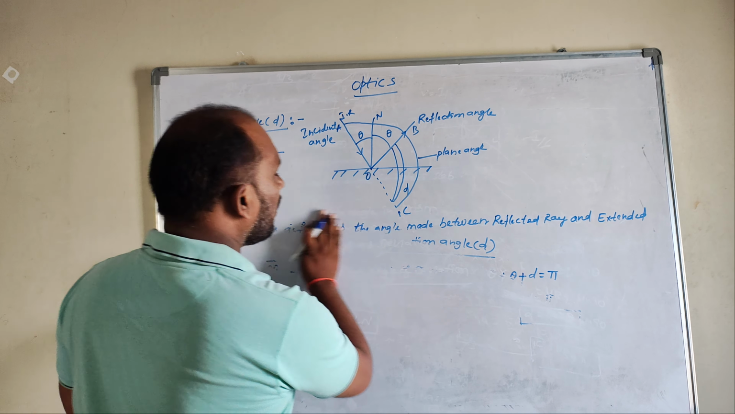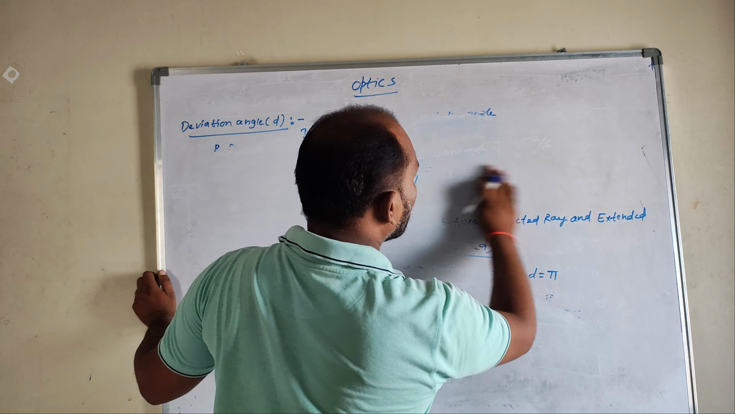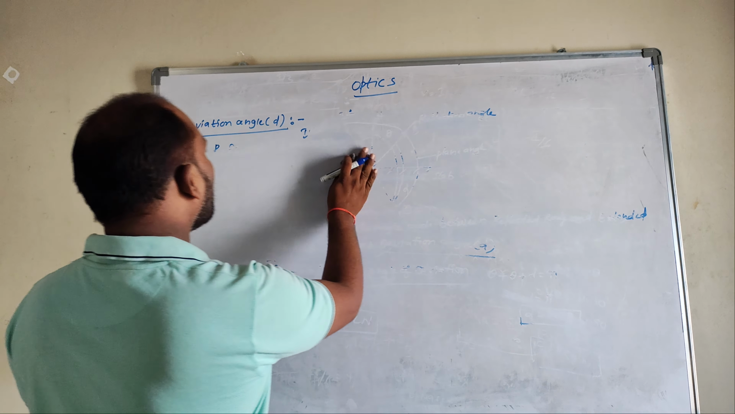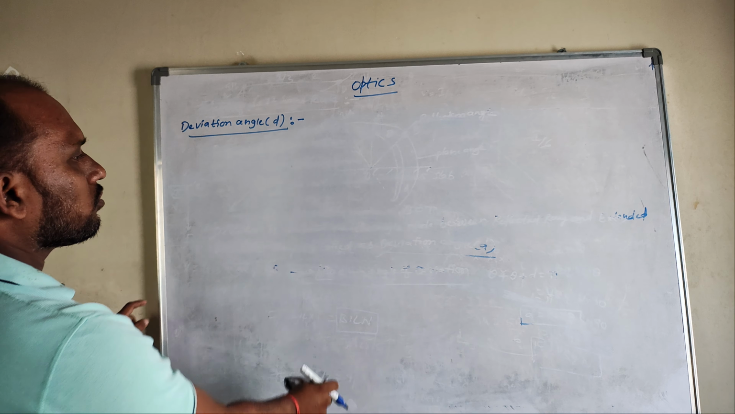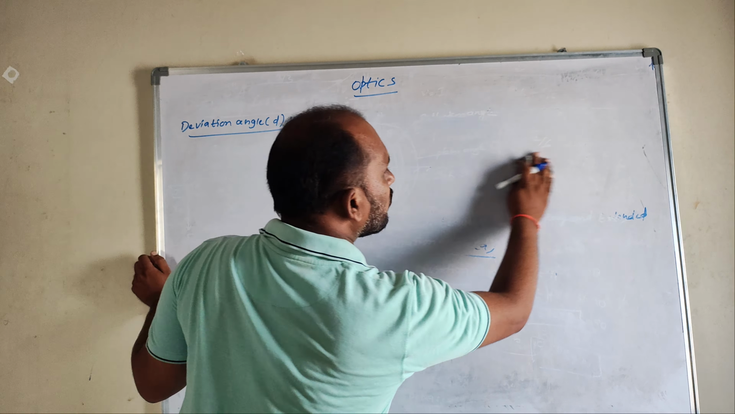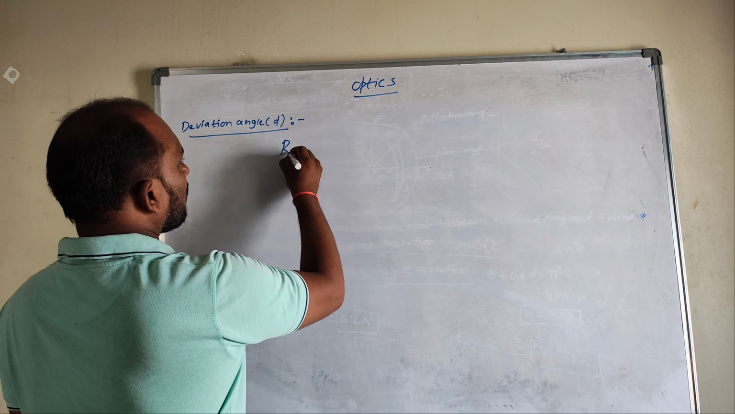I hope we understood. Next, we move on to refraction. So how can I find out the deviation angle in the refraction process? In optics there are multiple instruments for getting deviation angle. Now we have seen one of the instruments, that is reflection. Now we move on to another instrument named refraction.